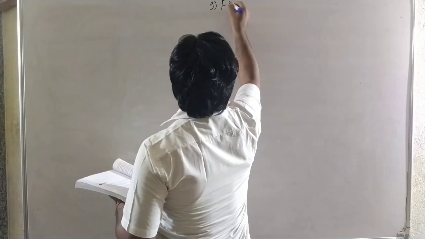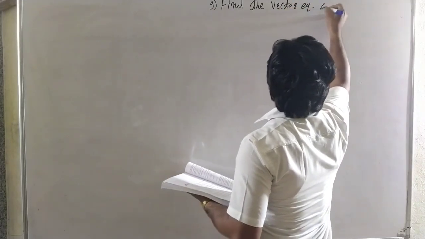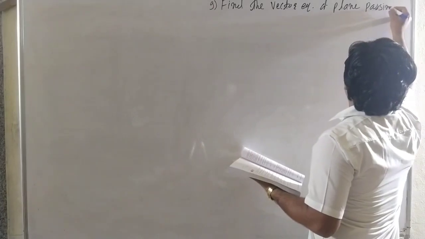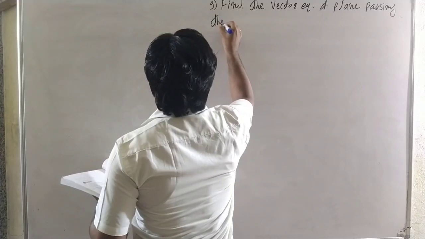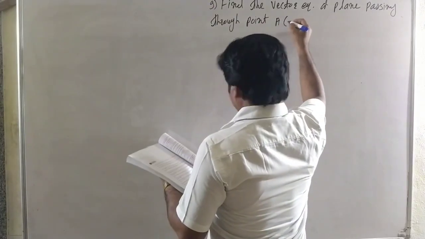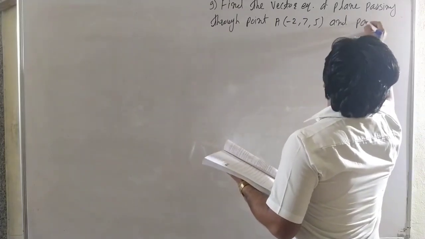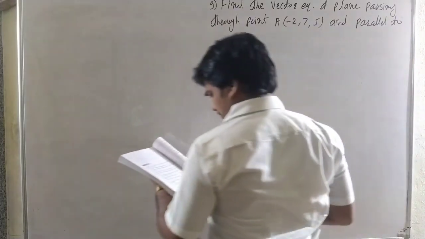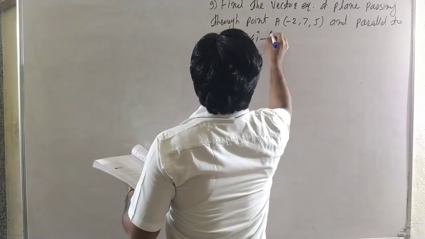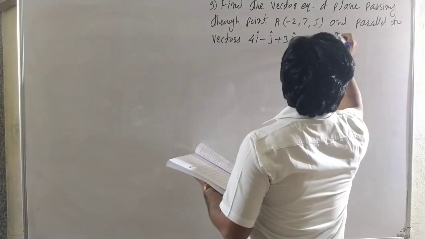Find the vector equation of plane passing through point A, it is -2, 7, 5, and parallel to vectors 4i cap minus j cap plus 3k cap and i cap plus j cap plus k cap.